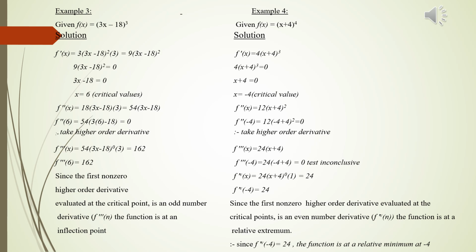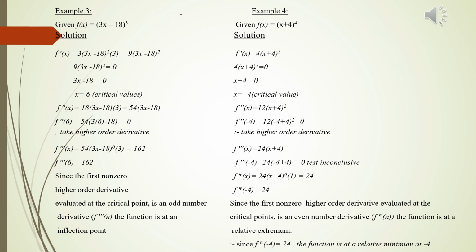Our x equals what? 6. That's our critical value. So take step 2, take the second derivative. F double prime of x equals what? 18 open bracket 3x minus 18 multiplied by 3, which is 54 open bracket 3x minus 18.